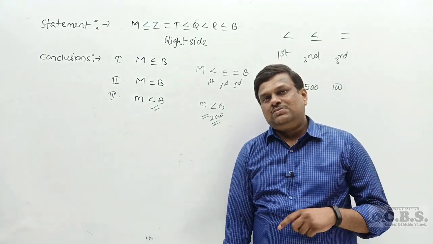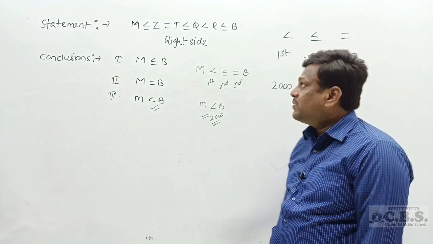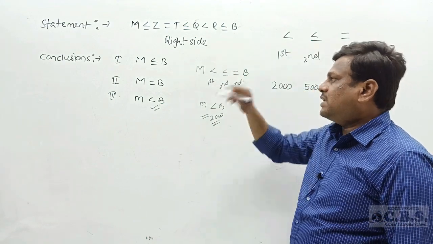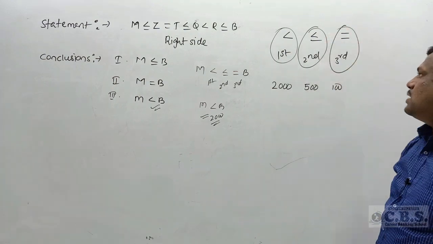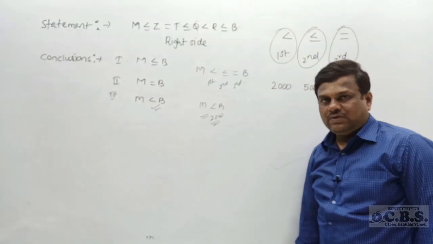In the previous question, all symbols were on which side? Left side. Here all symbols are on the right side. On the right side, what is the first preference? Less than. Second preference, less than or equal to. Third preference, equal to. Okay, so this is the way to answer.